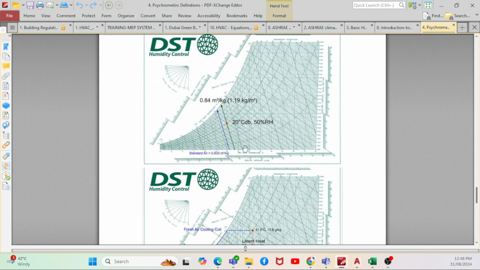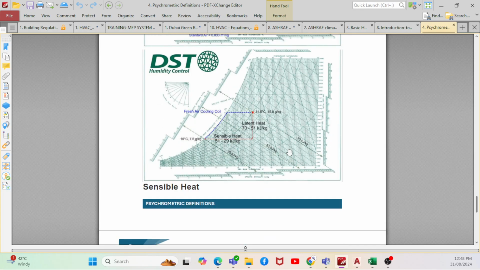Also, you will be able to read it. This is the specific volume, in meter cube per kilogram. How much volume you can cover per kg of air in its properties. So this is the specific volume of air.